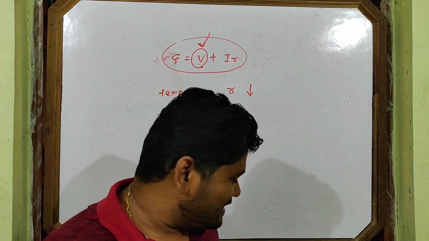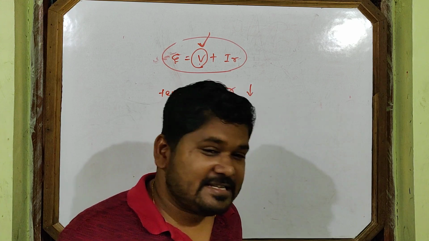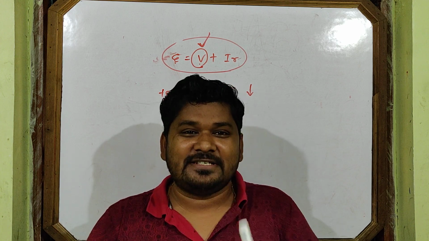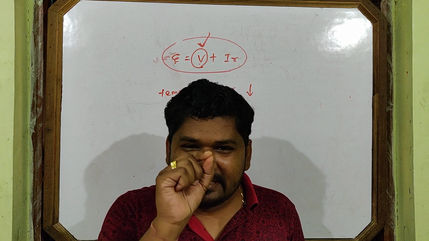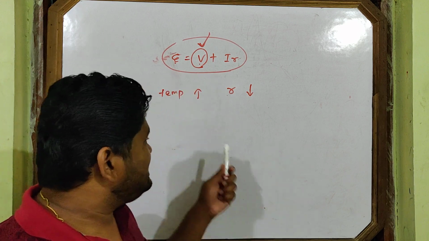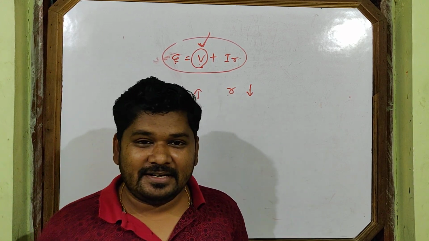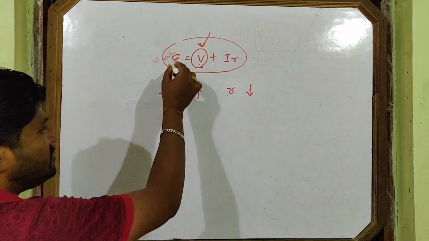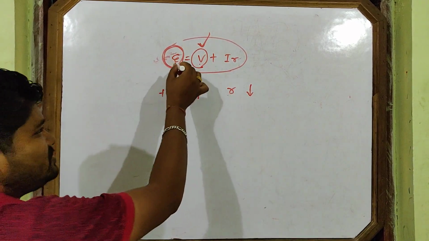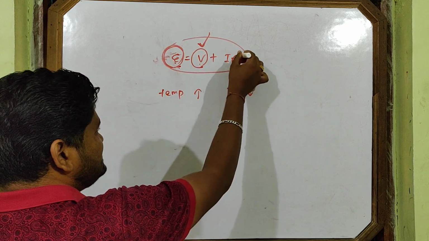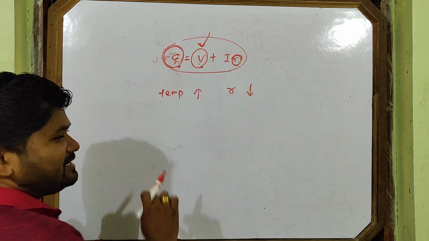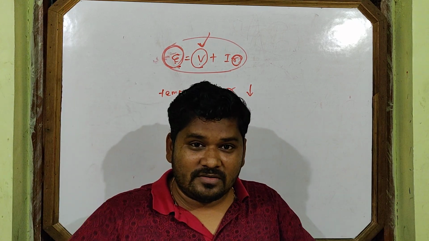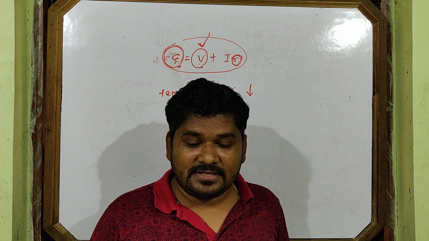Because when you rub the battery, the temperature increases due to friction. A little temperature increases. If temperature increases, internal resistance decreases. If internal resistance decreases, E is constant, the cell's E is constant. So this term decreases, this whole term decreases. If this decreases, then V increases, which means you get more potential difference.